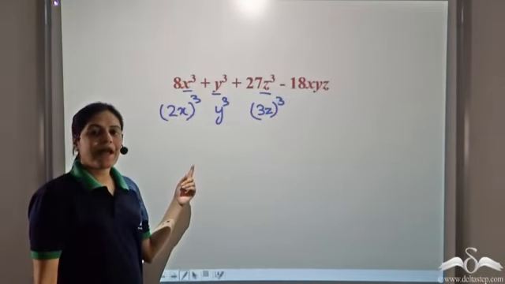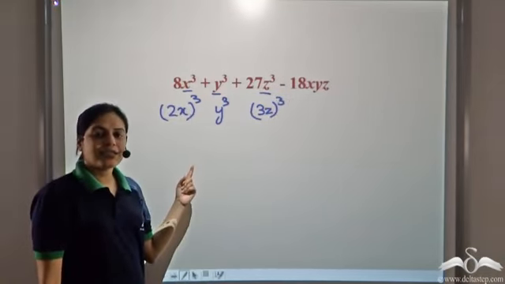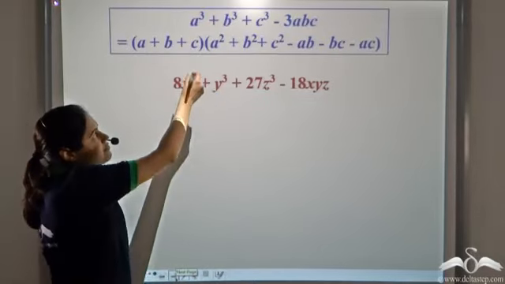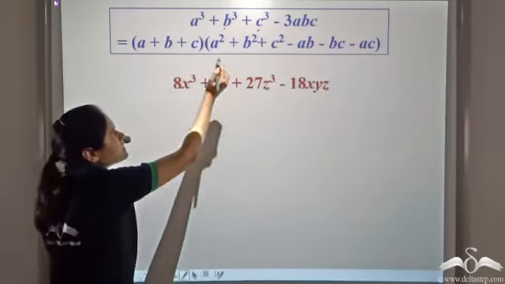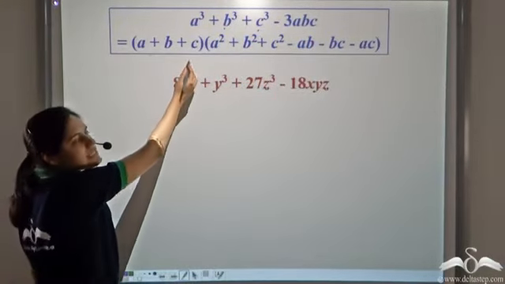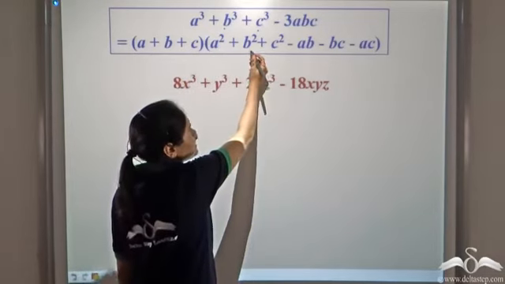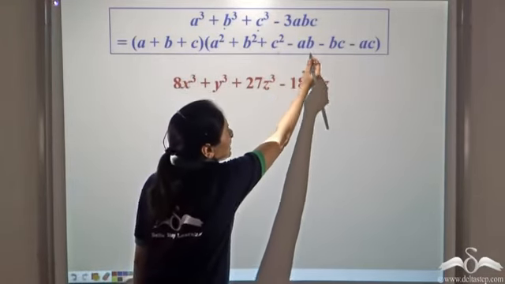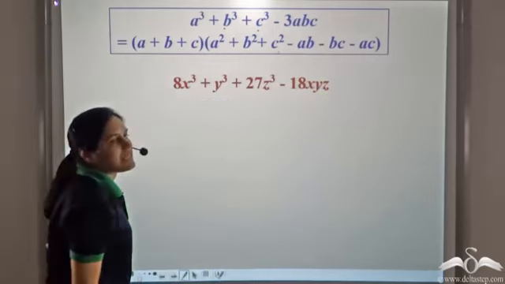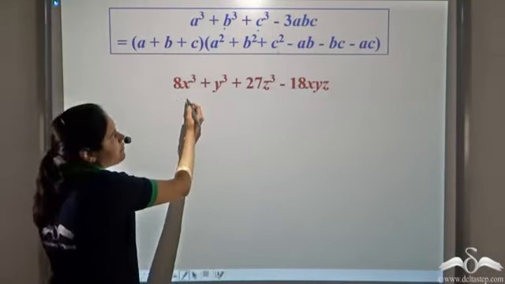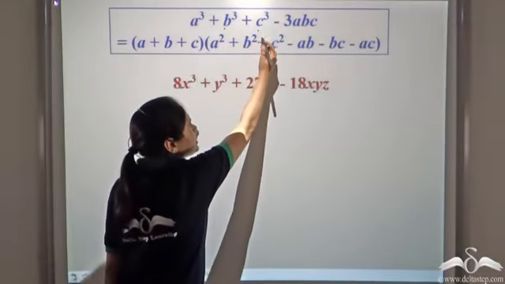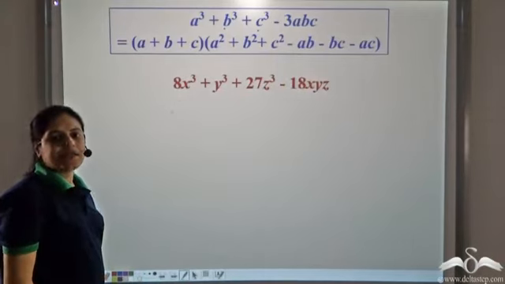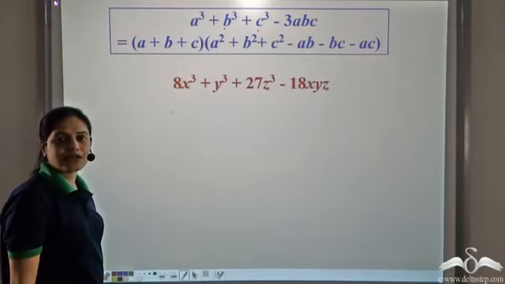Can you recall some identity involving a cube plus b cube plus c cube? We have a cube plus b cube plus c cube minus 3abc is equal to a plus b plus c into a square plus b square plus c square minus ab minus bc minus ac. So if we can write this expression as a cube plus b cube plus c cube minus 3abc, then we can factorize it using this identity.